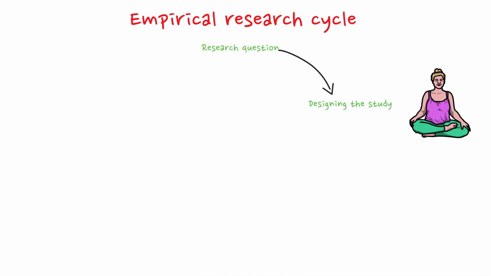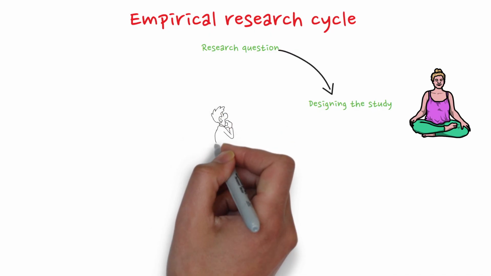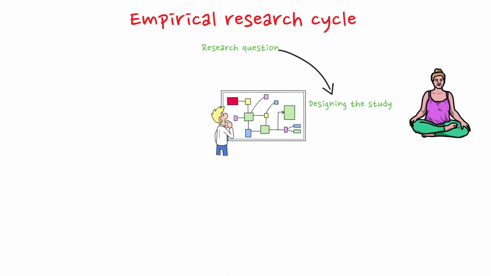They decide to recruit 2 groups of students. One group will practice daily meditation, while the other won't. They also choose a validated stress questionnaire that both groups will complete before and after the exam period. At this stage, the researcher might also run a power analysis to figure out how many students need to participate to detect a meaningful difference.